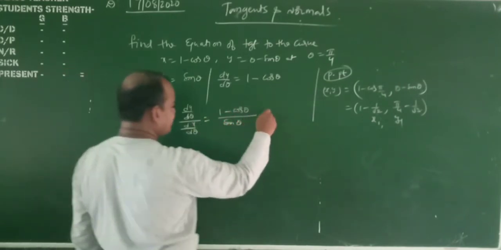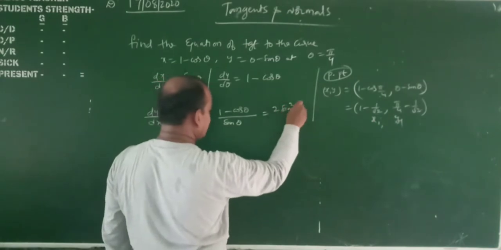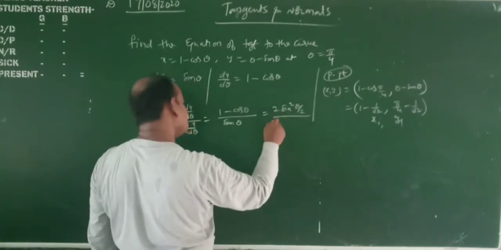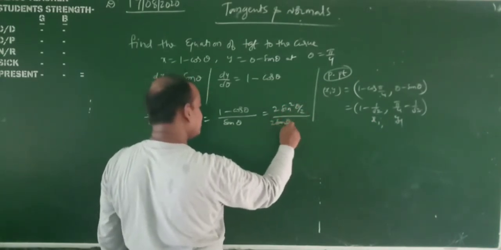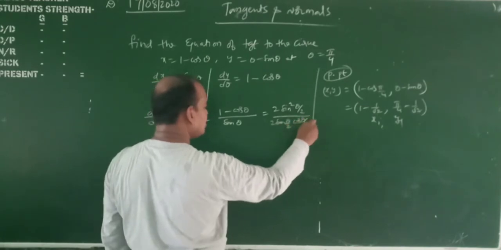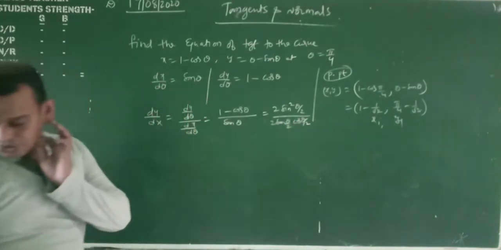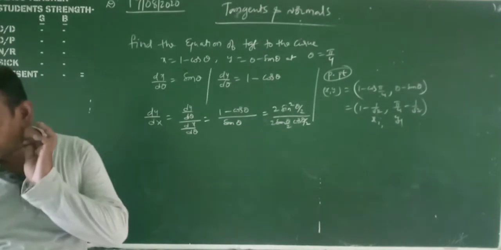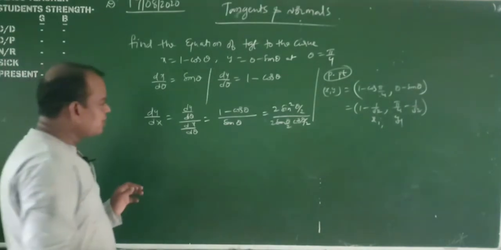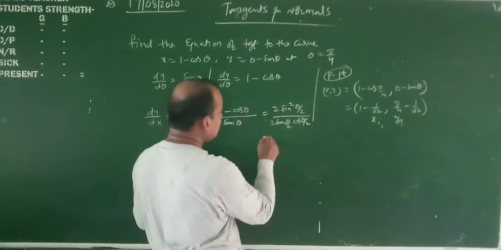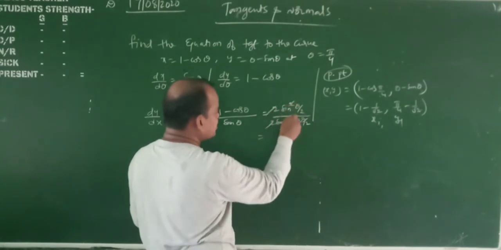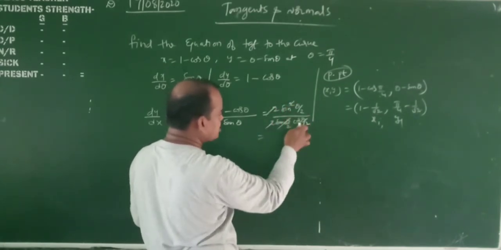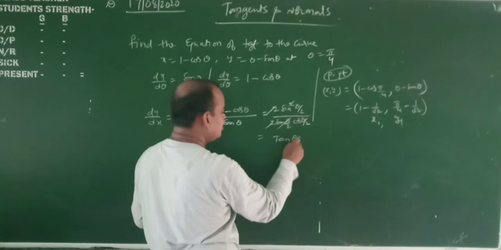1 minus cos theta, formula 2 sin square theta by 2, by 2 sin theta by 2 cos theta by 2. Okay, my dear student. What happened to this one? 2 cancels, sin cancels. Sin theta by 2 by cos theta by 2, that equals tan theta by 2.